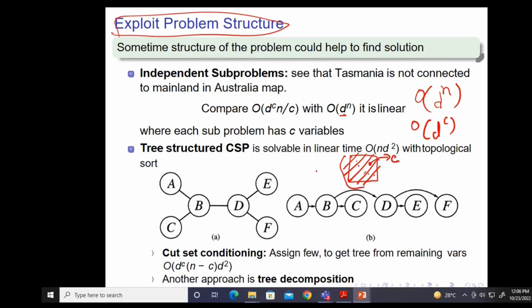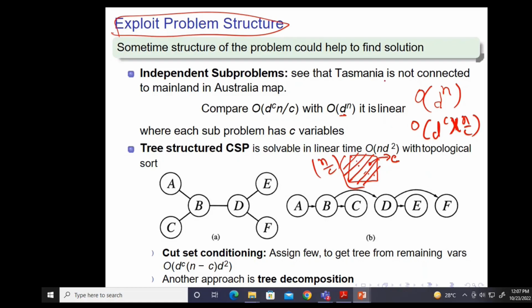If the total number of items were n, and each of them is going to have C, so this many number of parts would be there. So I can say that I can multiply this with n by C also. I can say that this much complexity would be required.